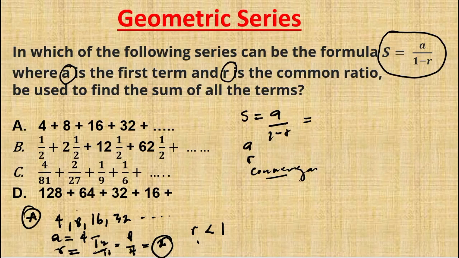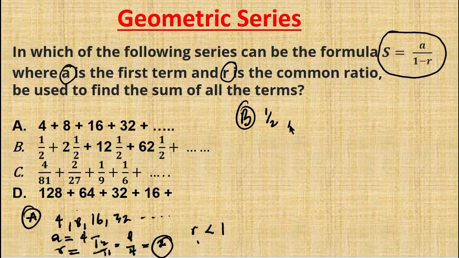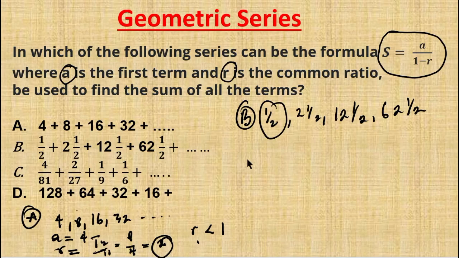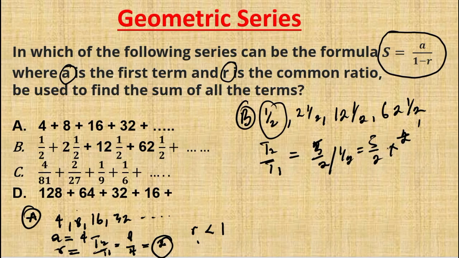Now, let's look at the second part, which is B. On B, we have half, 2.5, 12.5, 62.5. The first thing is to check for an A. We have an A, which is the first term, half. Then let's check for the R. For the R, we take T2 over T1, which is 2.5, the same thing as 5 over 2, over half. That is 5 over 2 times 2, which is obviously 5.